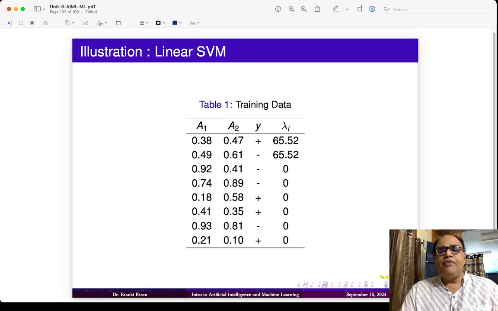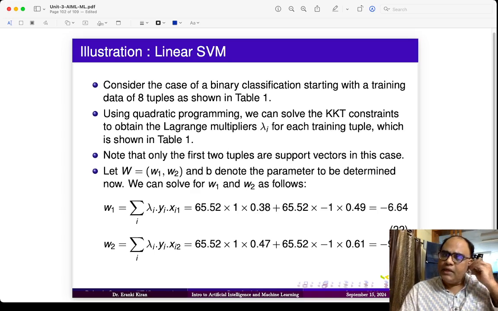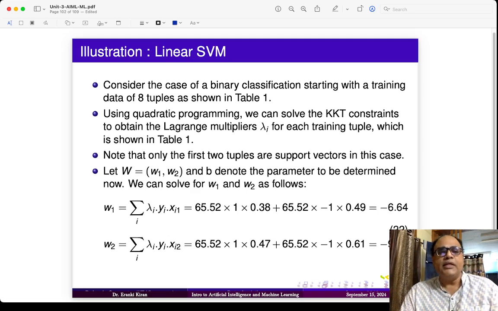So we have identified two support vectors for the training data, one for the positive class and the other for the negative class. Now using this data, we have to identify which class the test data falls under. Note that only the first two tuples are support vectors in this case. So we apply the formulation like this.